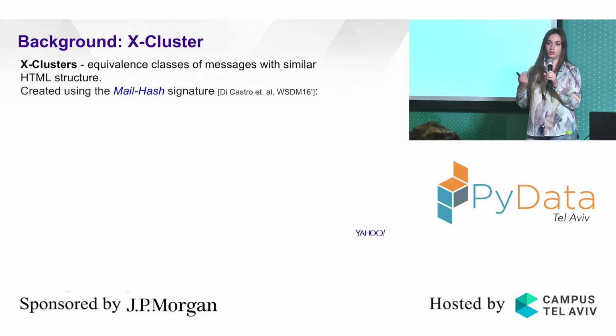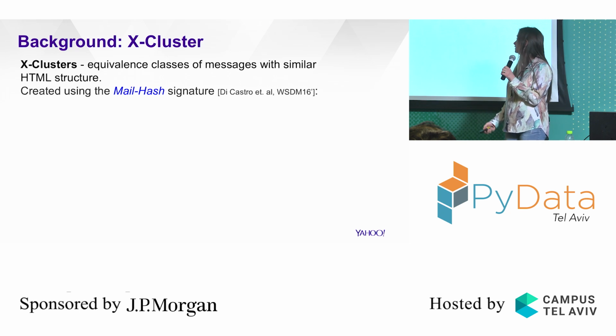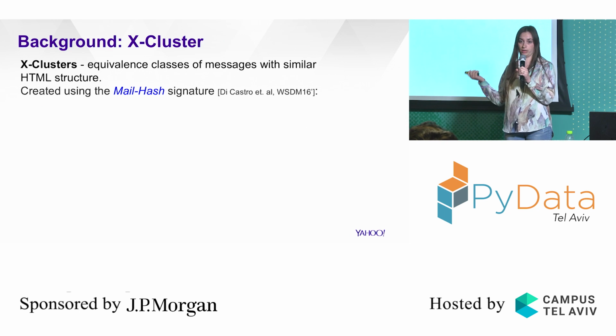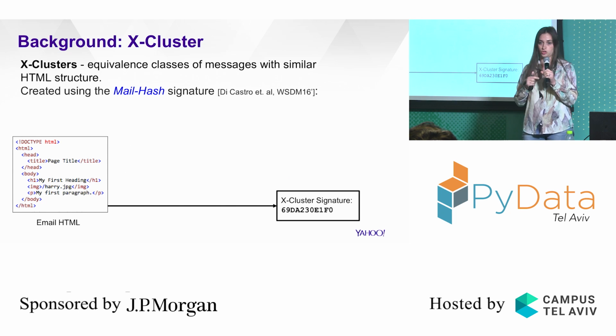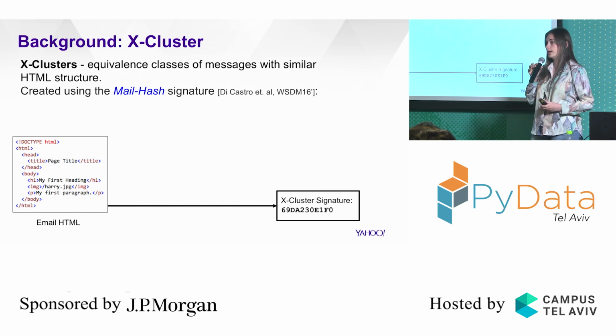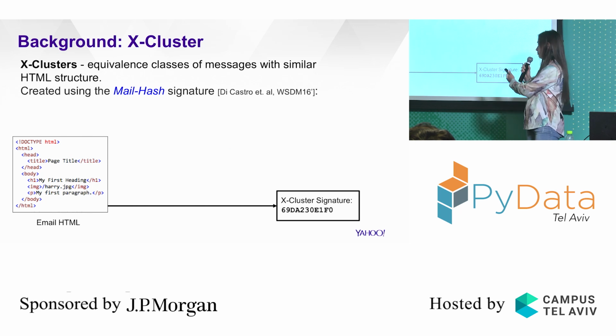And the background is also the same. I use the same cluster type I used in the previous lecture, which is called XCluster. We use it here because it is the input for our method. This was suggested by my team 2 years ago. Let's follow an example of how we do the clustering. Given this simple HTML message, we want to get this signature to represent the cluster this message belongs to.